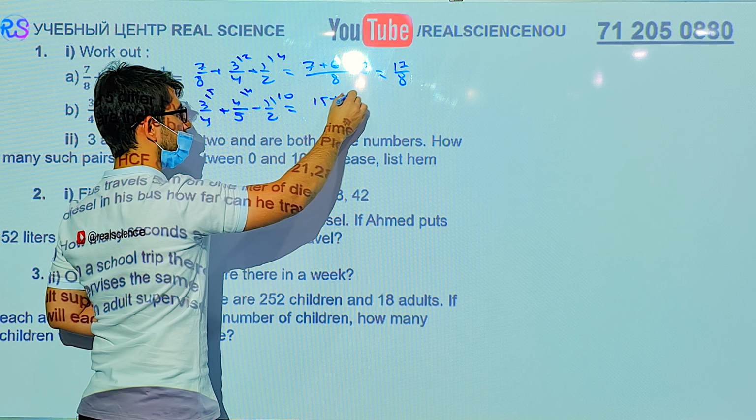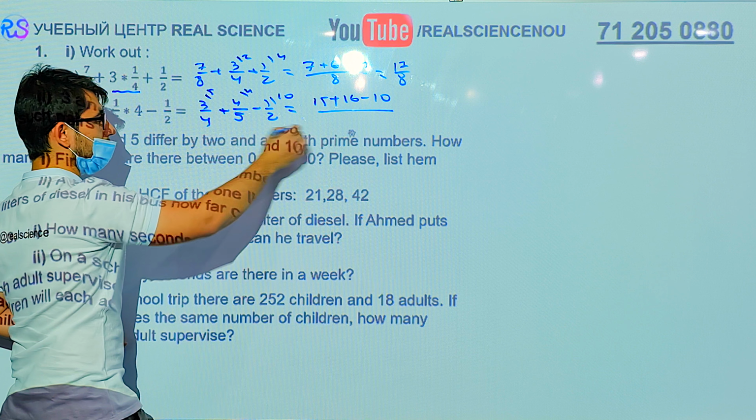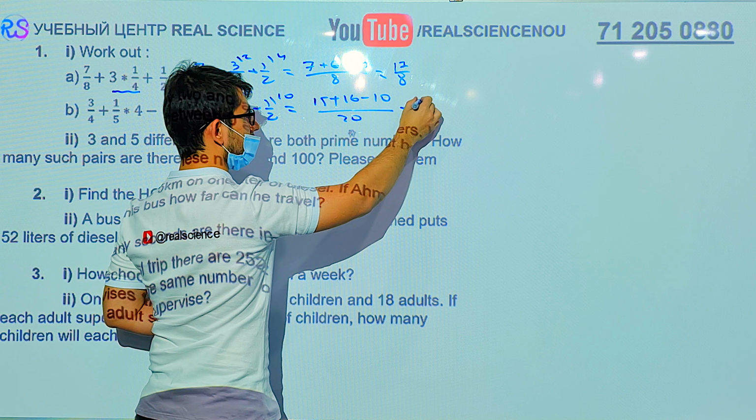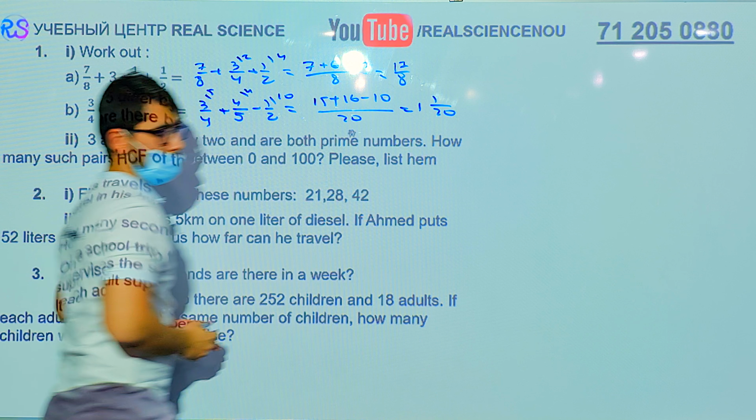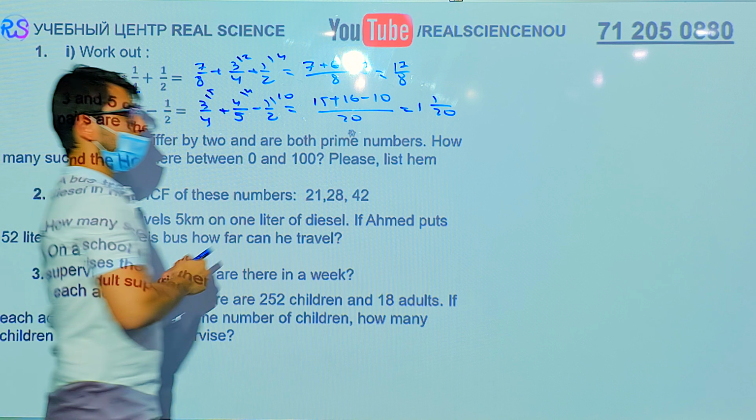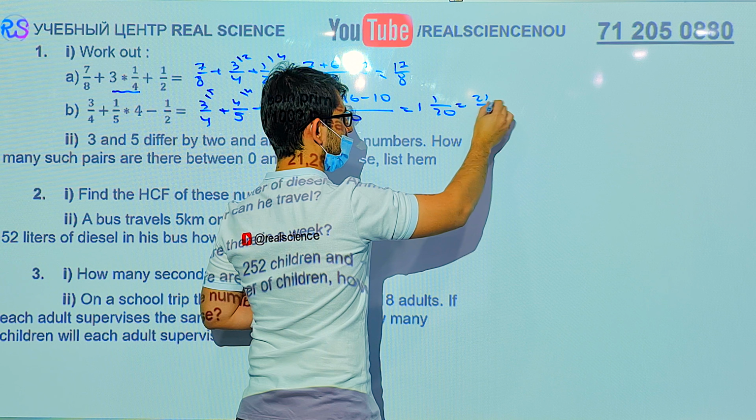15, okay, let's write it. 16 minus 10 over 20. 31 minus 10, 21 over 20, or 1 and 1 over 20, right? If you are putting it as an improper fraction, that's all right.